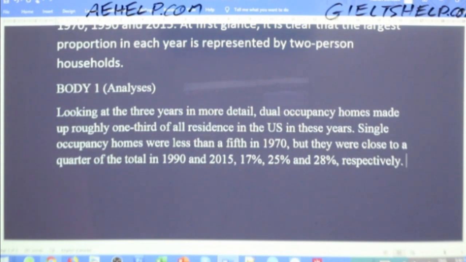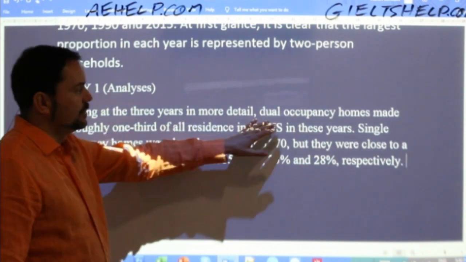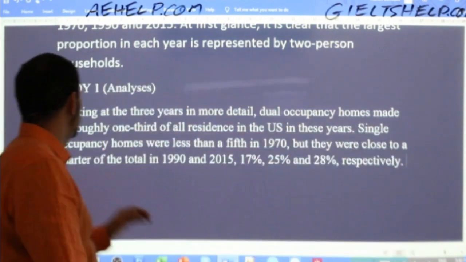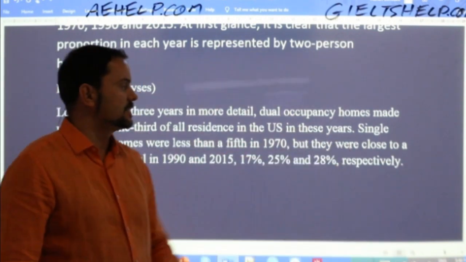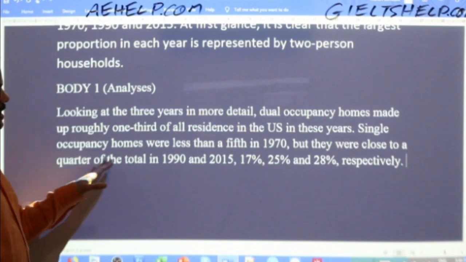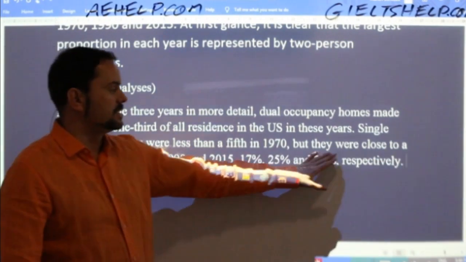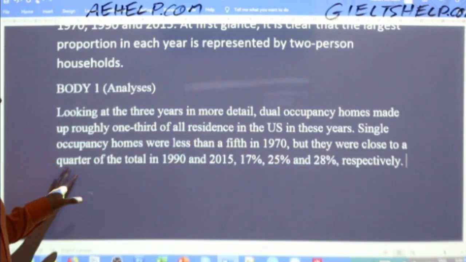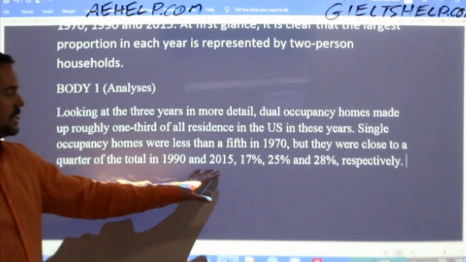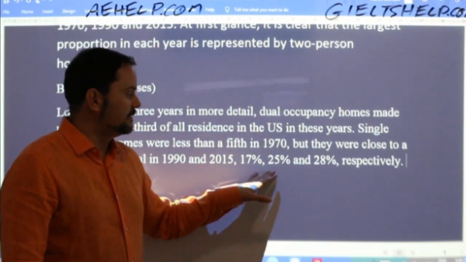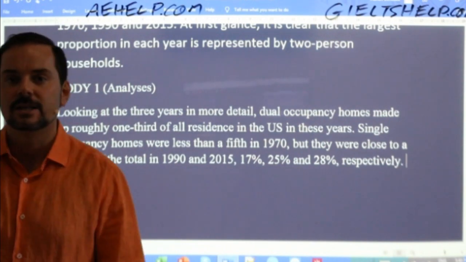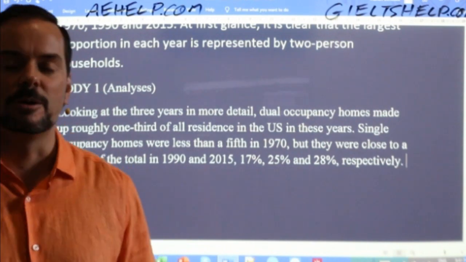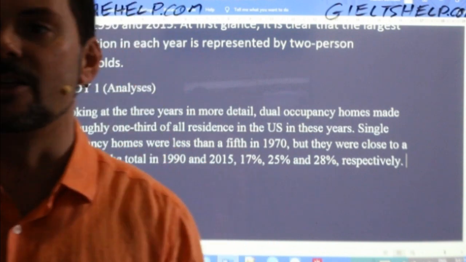All right? So here we go. Looking at the 3 years in more detail, dual occupancy homes made up roughly 1/3 of all residents in the U.S. in these years. Single occupancy homes were less than a fifth in 1970, but they were close to a quarter of the total in 1990 and 2015. 17, 25, and 28% respectively. Okay? You're getting a band 9 if you're putting sentences like that together.